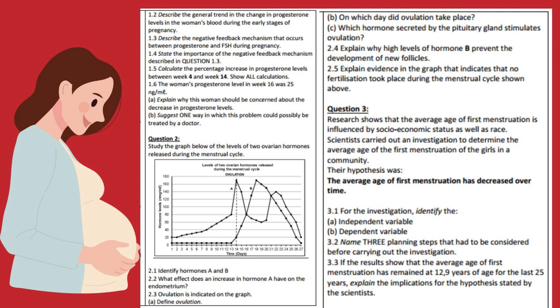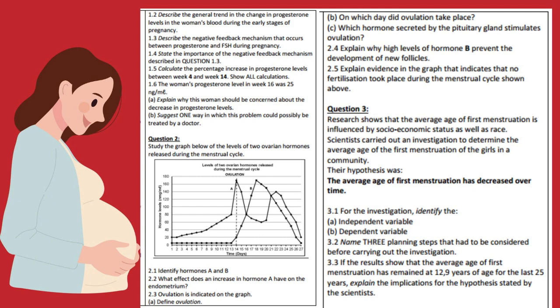Question 2. Study the graph below of the levels of 2 ovarian hormones released during the menstrual cycle. 2.1 Identify hormones A and B. 2.2 What effect does an increase in hormone A have on the endometrium? 2.3 Ovulation is indicated on the graph. A. Define ovulation. B. On which day did ovulation take place?